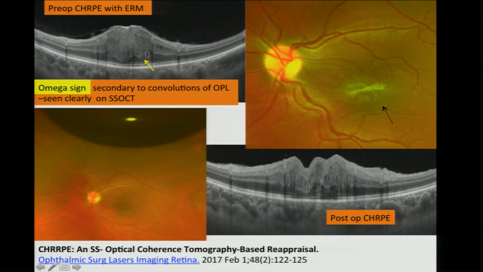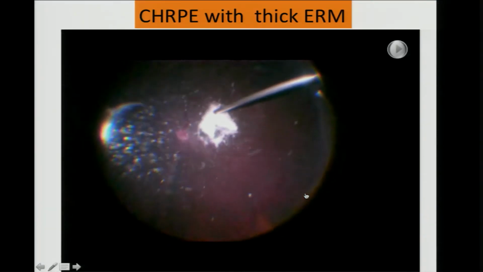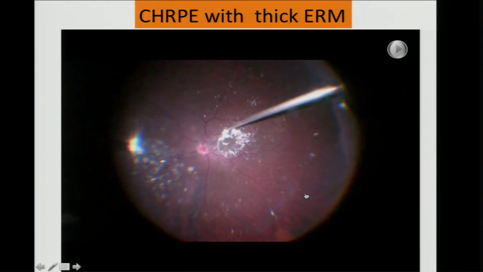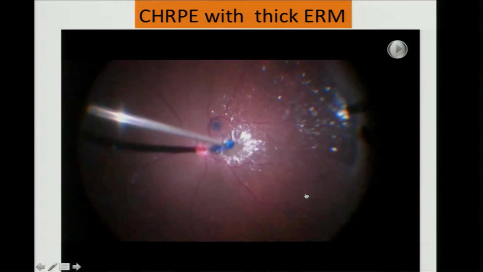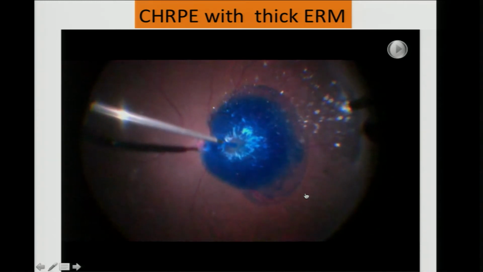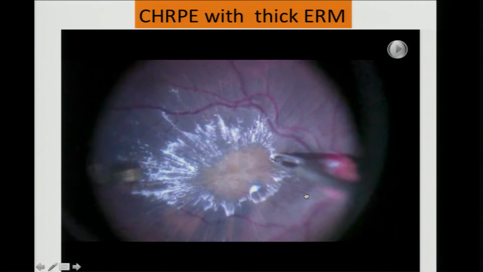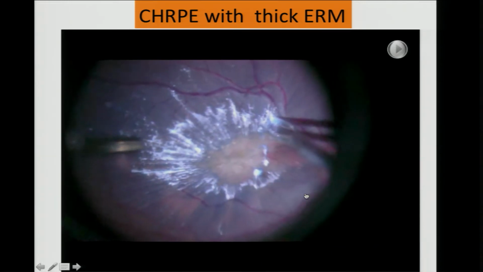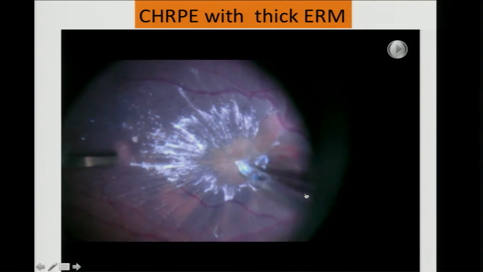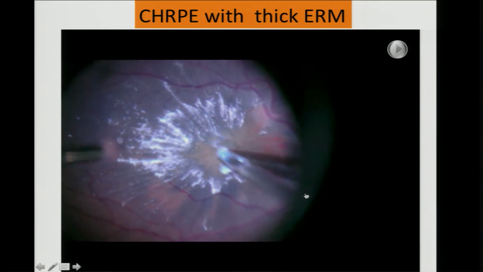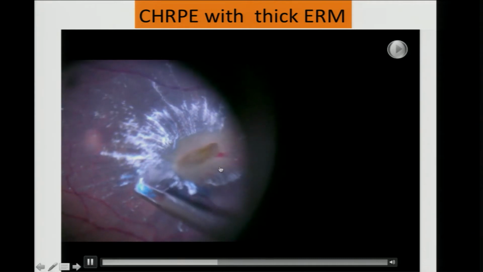And once we remove the membrane, so just showing a small clip of the ERM and CHRPE patient, we use triamcinolone, which gets adhered to the vitreous fibrils, and then you inject some brilliant blue dye, which is very non-toxic, and you can see the dense ERM which is attached to the CHRPE. Then as you pull it across, you have to be very gentle, and you see that the tissue has actually grown into the outer plexiform layer. And once it is removed, it looks like a defect, but it's actually just a fold in the retina.